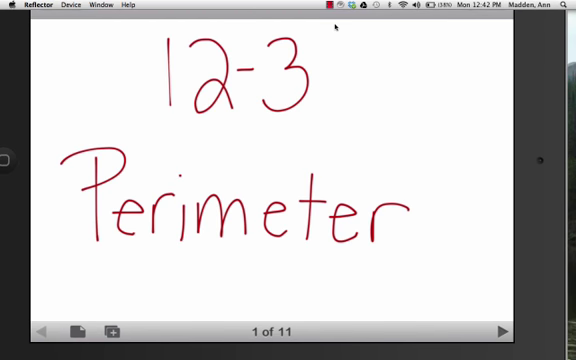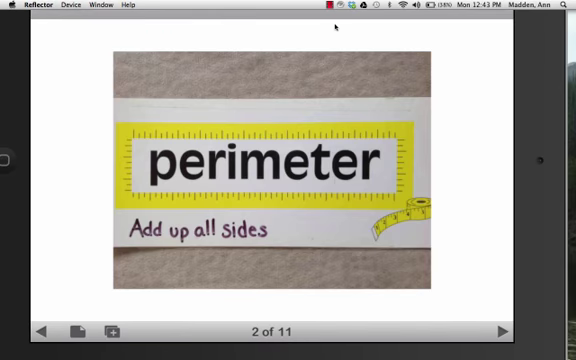Tonight we're going to be talking about perimeter. Perimeter is the distance around the entire outside. You notice that tape measure there is measuring the perimeter of the word perimeter. In order to find the perimeter, what you need to do is add up all the sides.